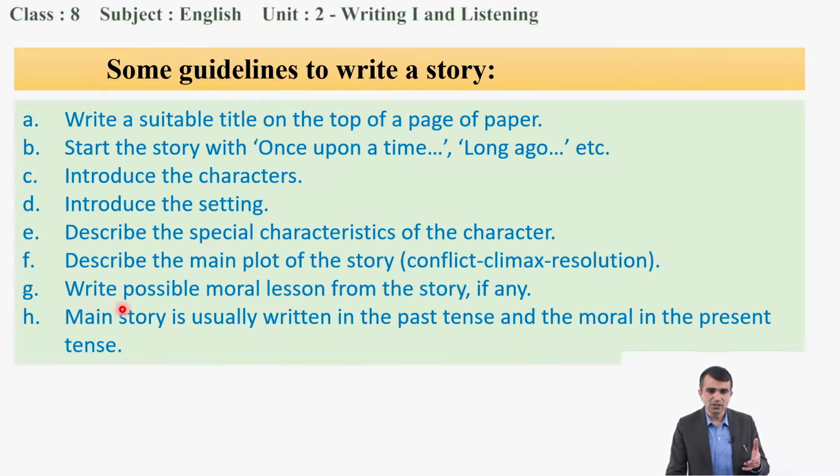And next, write a possible moral lesson from the story, if any. If you get a moral lesson from it, you can write the moral at the end. Start with the title, end with the moral. That way you can prepare a story. But one thing, when you write the title, you don't need to write the word "title" itself. Just write the title itself. You can see here on the board.